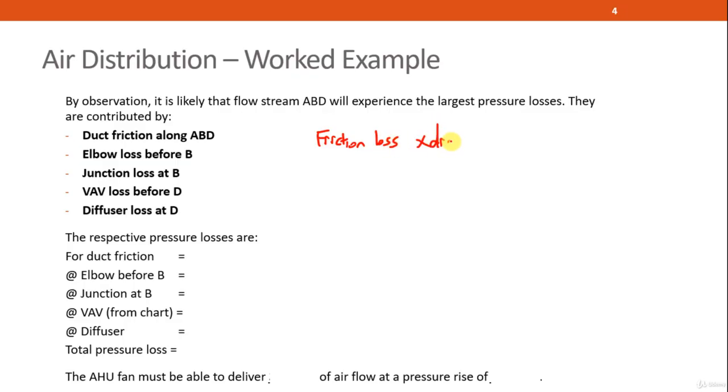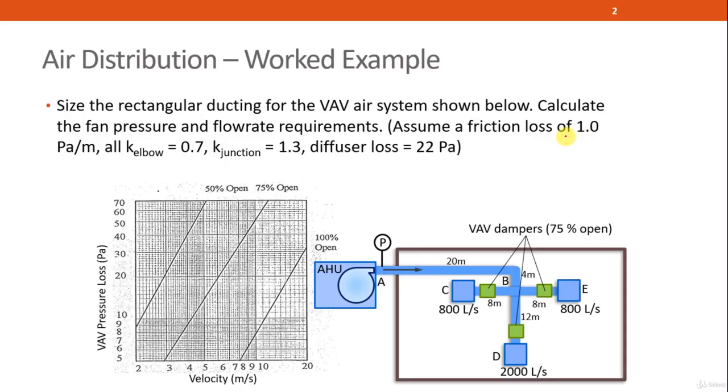So the friction loss in this example is 1 Pascal per meter, and for the distance we have to refer back to the schematic. Over here you can see that the friction loss, we assume it to be 1 Pascal per meter. As for the distance, for ABD it will be 20 meters plus 4 meters over here plus another 12 meters over here. So the total is 36 meters.